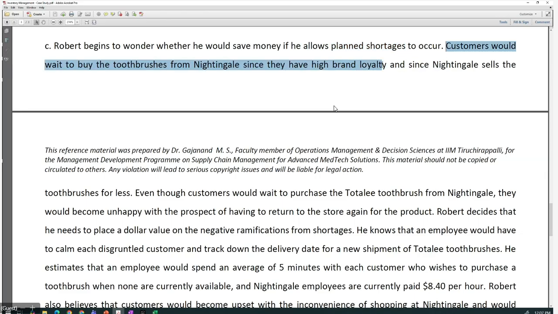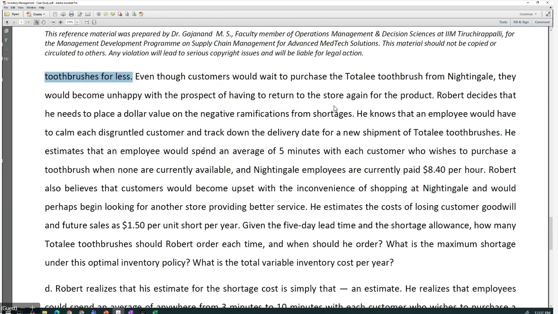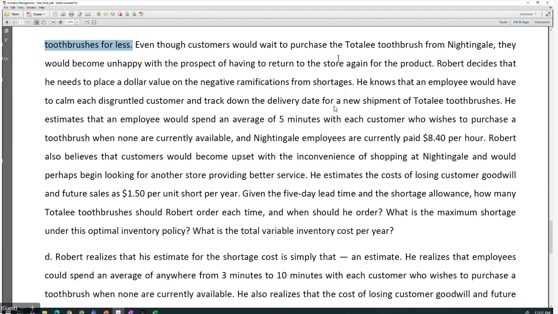Customers would wait to buy the toothbrush from Nightingale since they have high brand loyalty and since Nightingale sells the toothbrushes for less. Even though customers would wait to purchase the toothbrush from Nightingale, they would become unhappy with the prospect of having to return to the store again for the product. Now, this is the problem because just imagine yourself, right? If you are planning to buy one toothbrush, but it's not there, you'll have to travel to the store again, which itself is irritating for many of us, right?